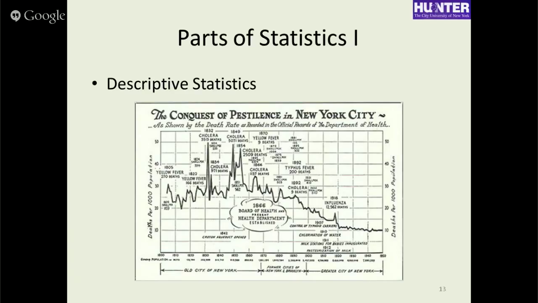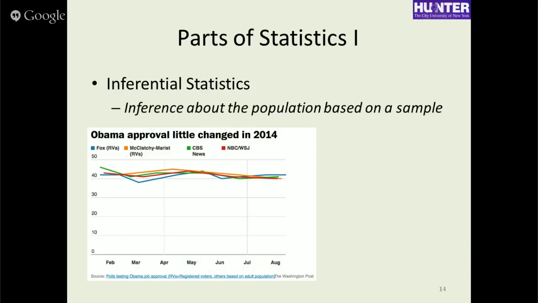Graphics aren't the only type of descriptive statistics, and I'll talk about some other ones as well. But inferential statistics, that's where we want to make inference about a population from our sample of the data. Obama approval little changed in 2014. So this is based on several different samples.